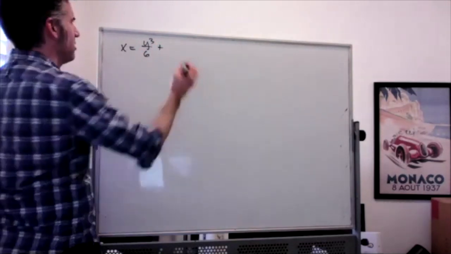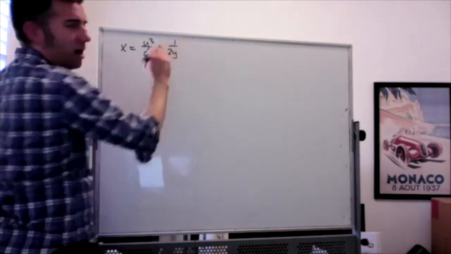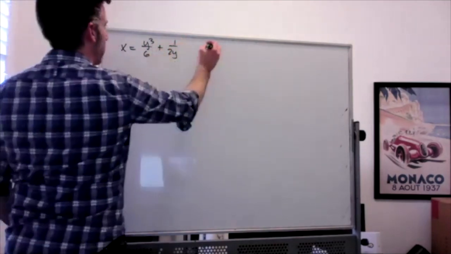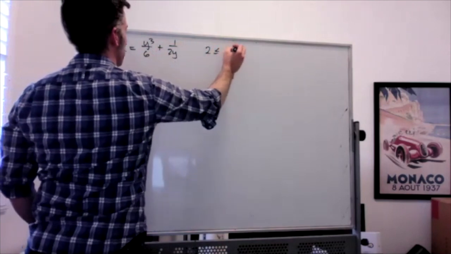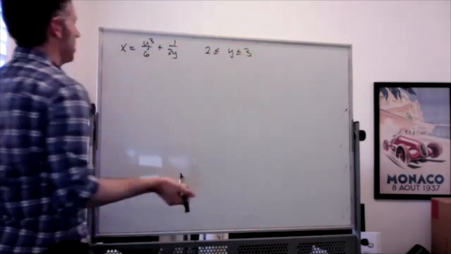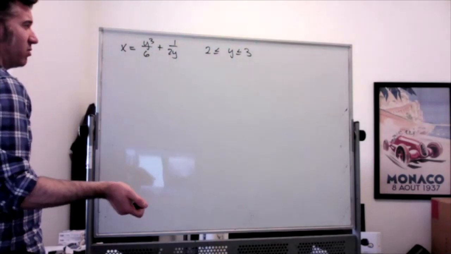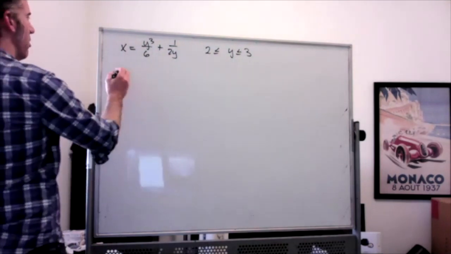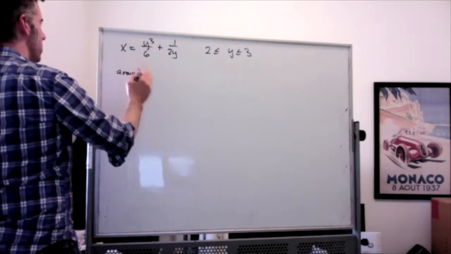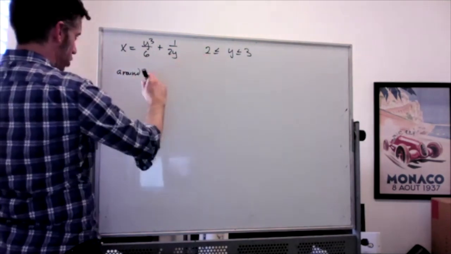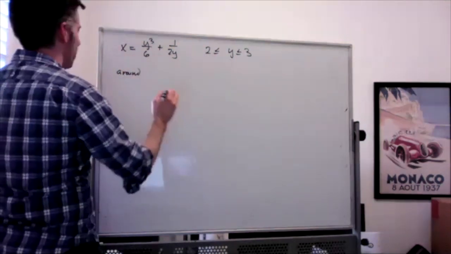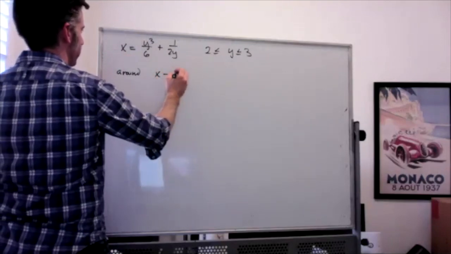That should work out fine. 1 over 2y, where y is between 2 and 3. And let me think for just 1 second. It shouldn't actually matter which way we do it. Well, let's go around the x-axis.